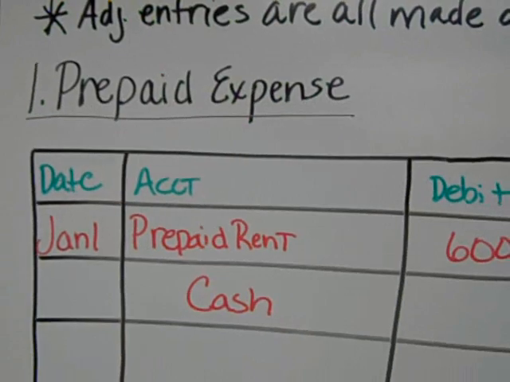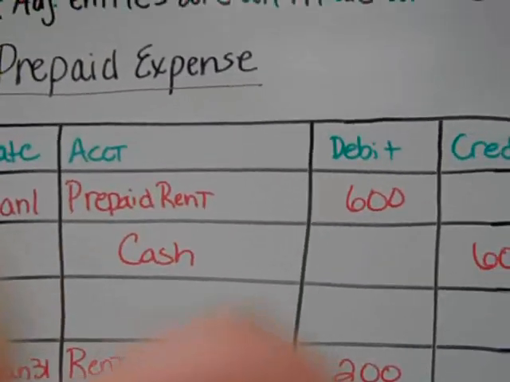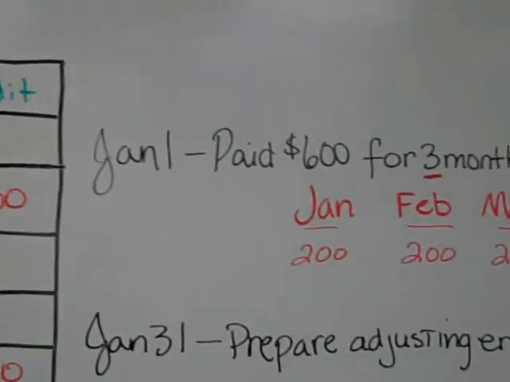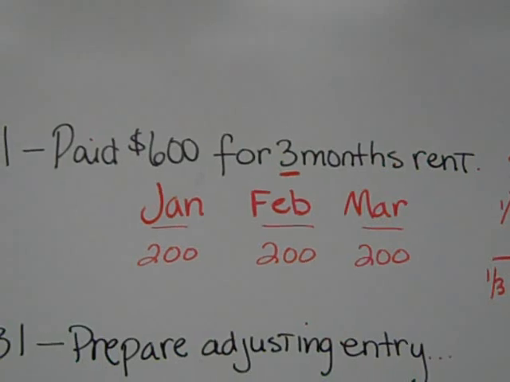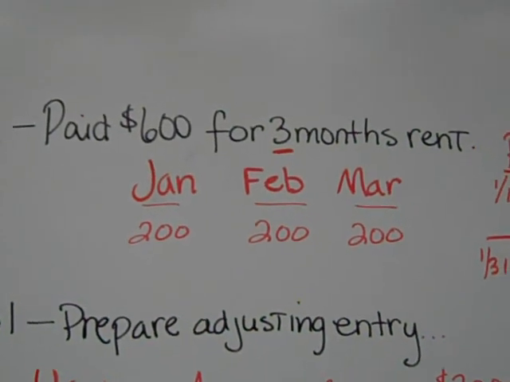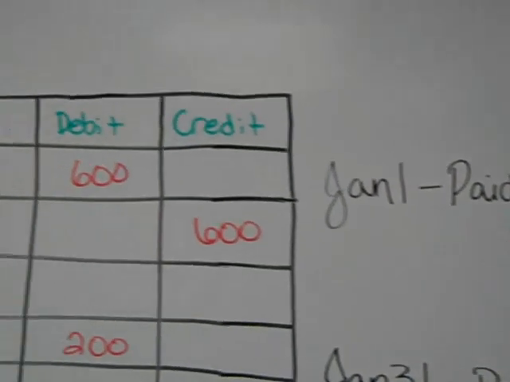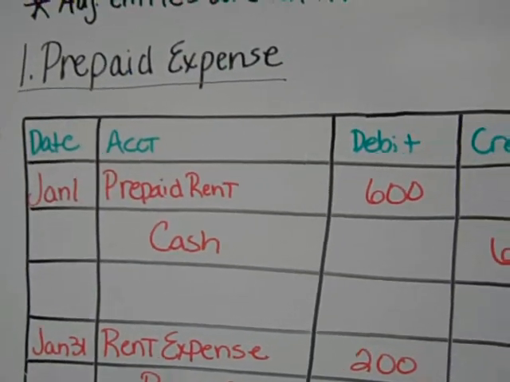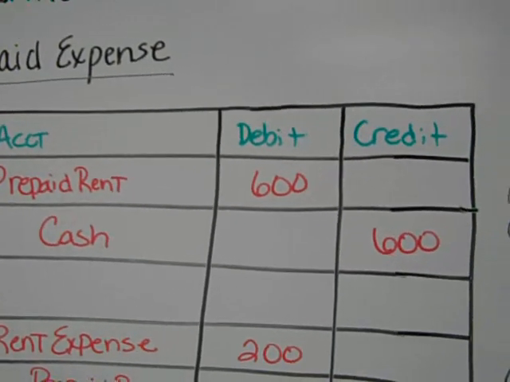Prepaid expenses. One prepaid expense account that we use in our entries is prepaid rent. The original transaction, January 1, might read, paid $600 for 3 months' rent. You are, in a sense, paying for rent for January, February, and March, and you have not used any of that rent. So, your entry would be to debit prepaid rent for $600 and credit cash for $600.